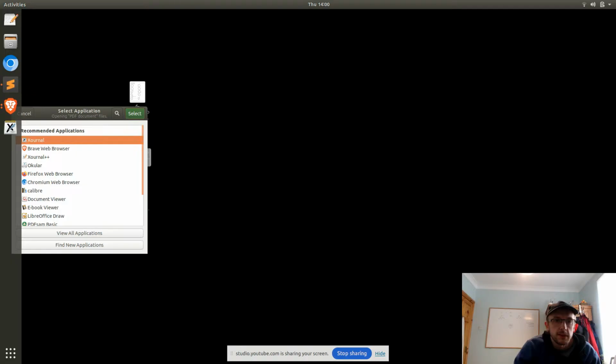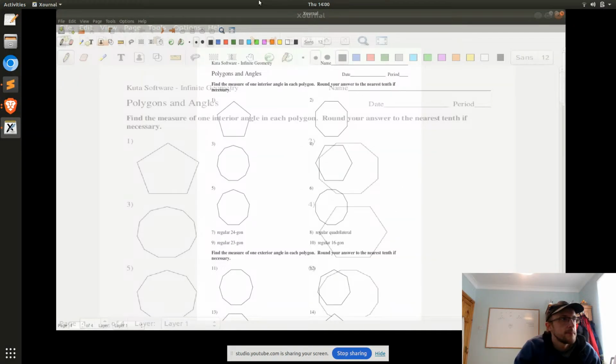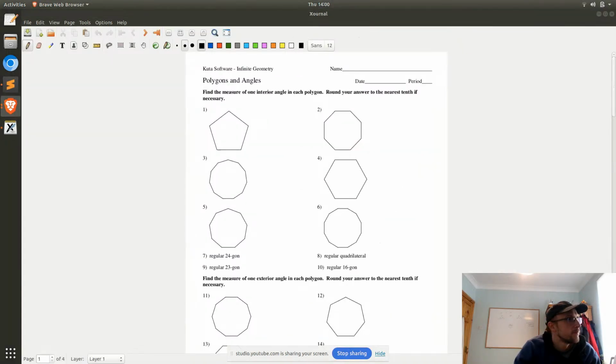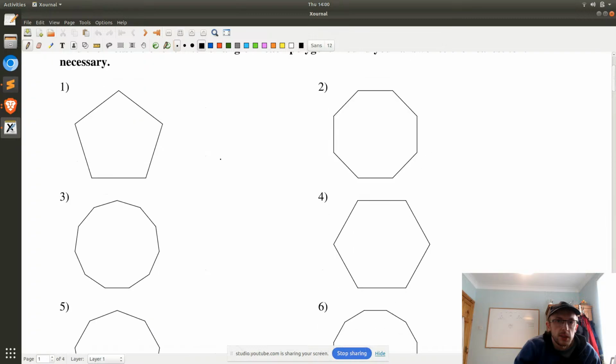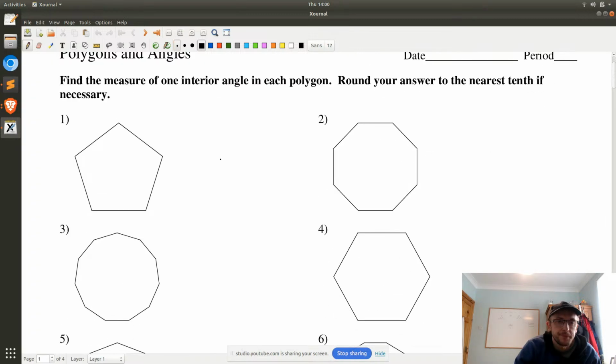And now polygons and angles. And there's 32 questions to contend with here. Find the measure of one interior angle in each polygon. Round your answer to the nearest tenth if necessary.